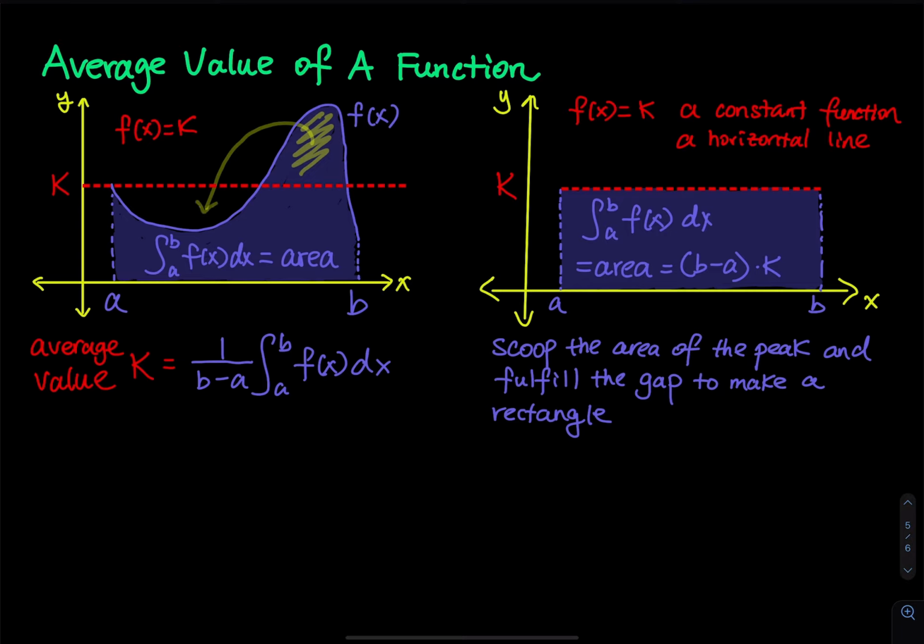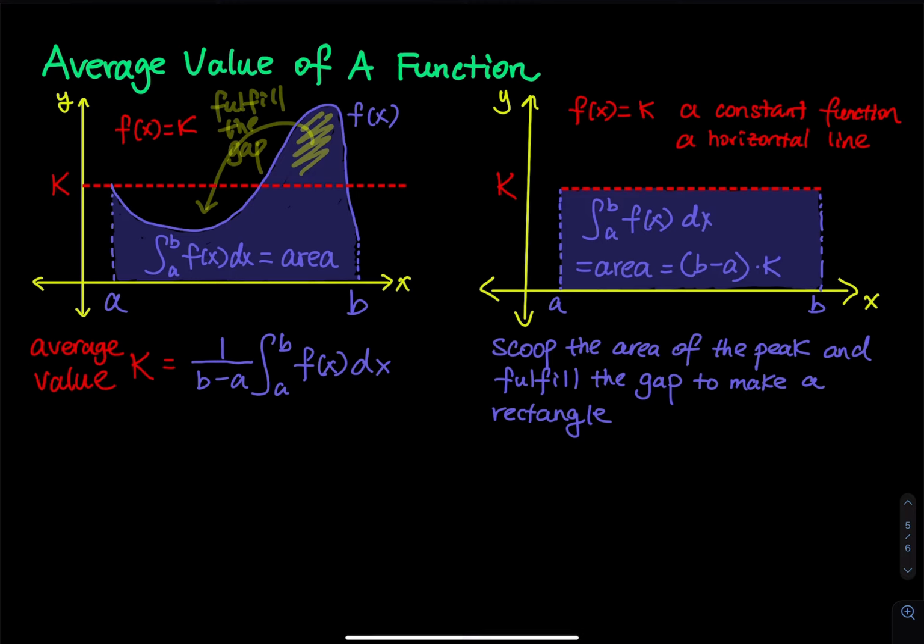to fulfill this gap. Fulfill the gap to do what? Fulfill the gap to make a rectangle. So now take a look. We have an area, right? So look at this purple area. This is the place to place the k. So the k cuts the area horizontally, and then I can take this piece to fulfill the gap. After this gap is fulfilled, we have a rectangle that looks like this. So this is where k equals, f of x equals k is a constant function, a horizontal line. After the cut, these two purple areas are equal.